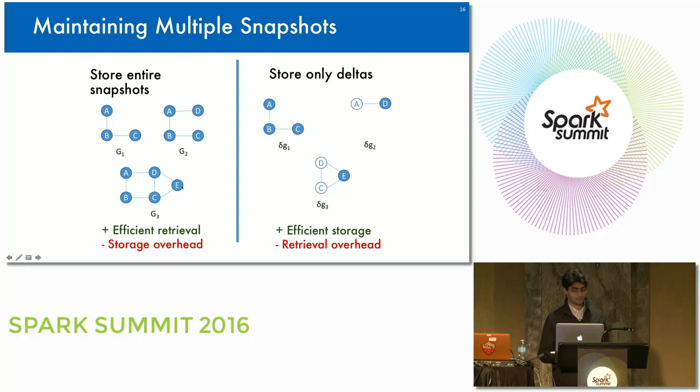The other strawman solution is that you can just store only these deltas as they're coming in. So you just store the base graph, and then you store a whole bunch of little deltas. Now, of course, the problem with this is that to actually retrieve the snapshot of a graph at some point in time, you have to go back and replay some arbitrary number of these deltas. We want something in between these 2 points.